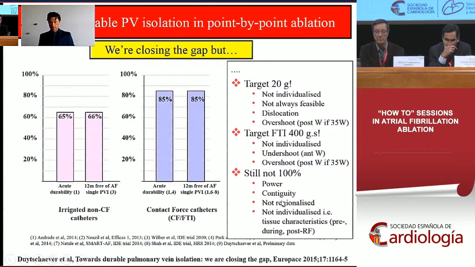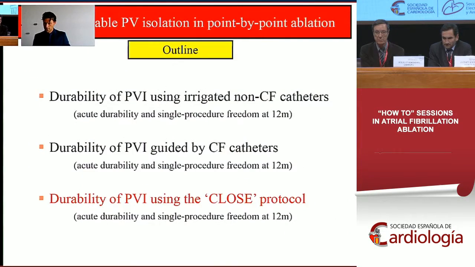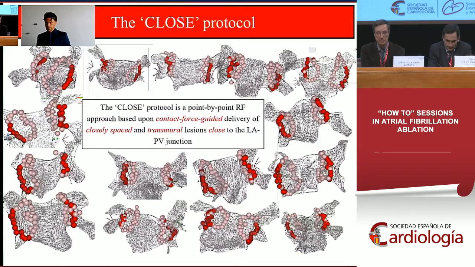And the third argument that we're not there yet is that we did not reach 100% yet. Of course, I realize that some atrial fibrillation is non-PV mediated, so it can never be 100%. But I don't think we are ablating until we reach the bottom of the non-PV mediated AFib. That brings me to what we have been doing the last 1.5 years, which we call the closed protocol. What is the closed protocol? The closed protocol is our standard of care.